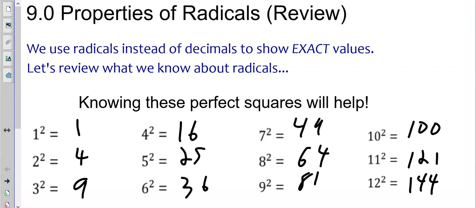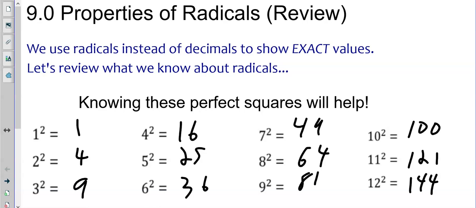All right, so this is the beginning of chapter 9. We're doing a little review preview of some basic concepts you're going to be using here. You're going to want to copy these numbers down, but basically these are perfect squares. So 2 times 2 is 4, 8 times 8 is 64, 10 times 10 is 100. These are the perfect squares.